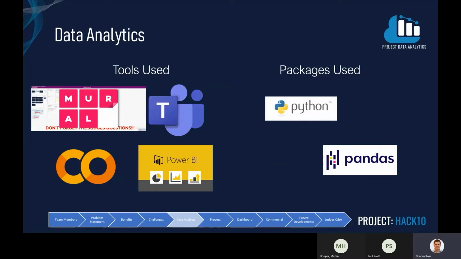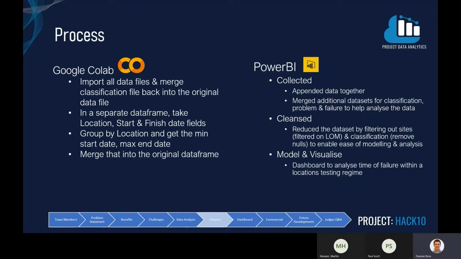In terms of the tools used, we used Microsoft Teams and Mural for team collaboration, Power BI and Google Colab for data manipulation and visualizations, and Pandas was the main package that we used in Python for data handling. For the process, we made a parallel attempt to manipulate the data in Python and also Power BI. Both followed a very similar method. However, we had to abandon the Python approach quite early on as Google Colab was running out of memory due to the very large data sets. Martin will now talk you through the Power BI process, which was the actual process that we followed.